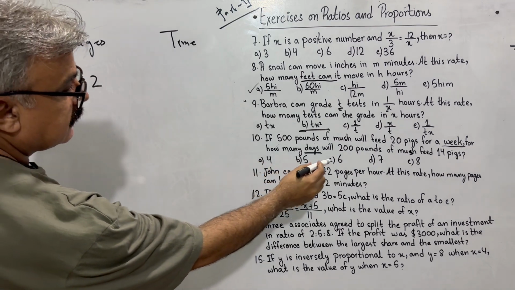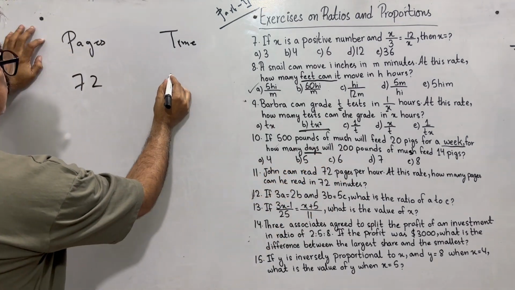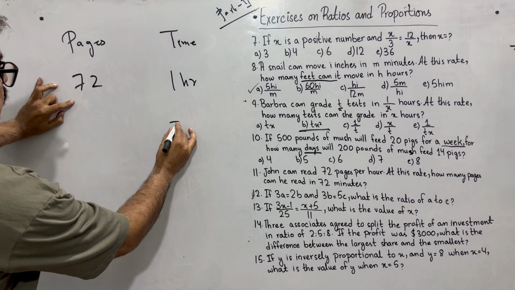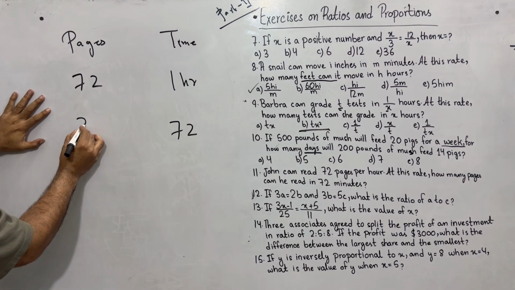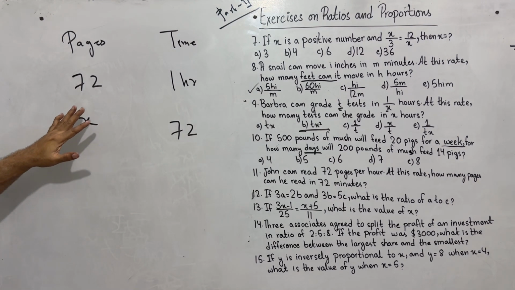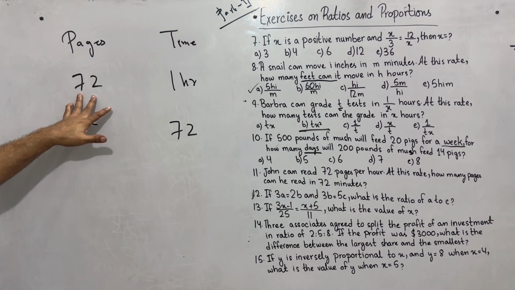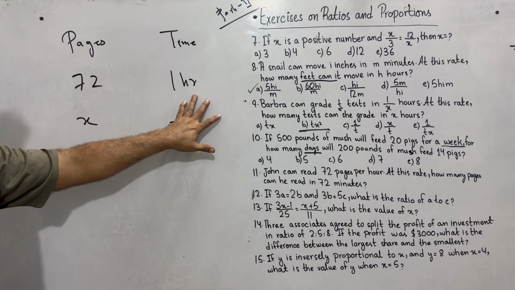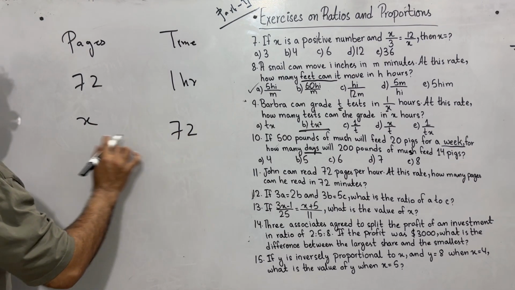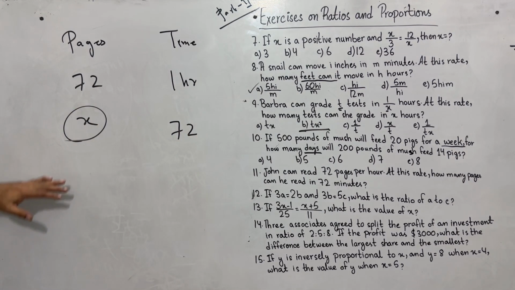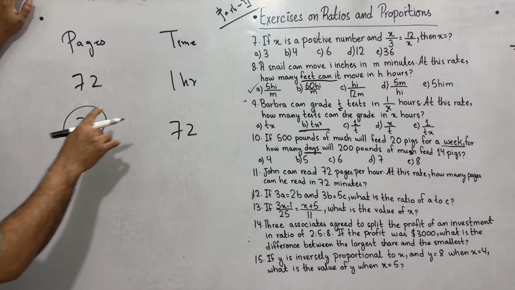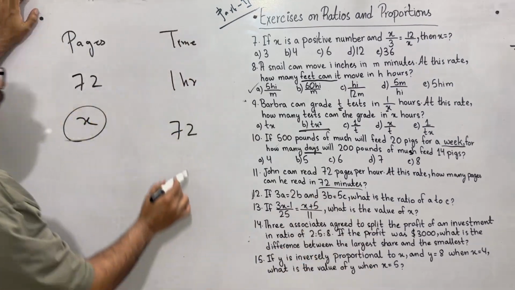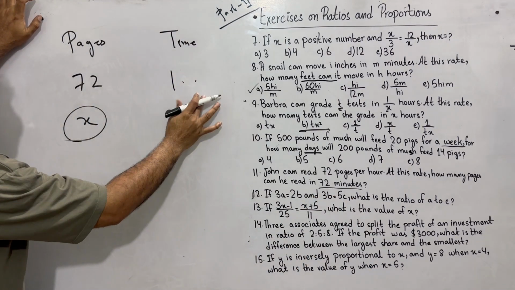So here, 72 pages per hour, 1 hour. Okay, then next in 72 minutes, how many pages can he read? He reads 72 pages per hour. In 72 minutes, how many pages can he read? In 1 hour, there are 60 minutes. Make the units compatible by multiplying by 60.